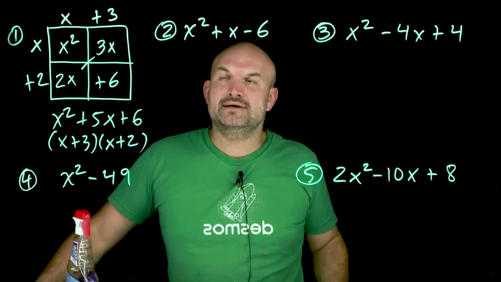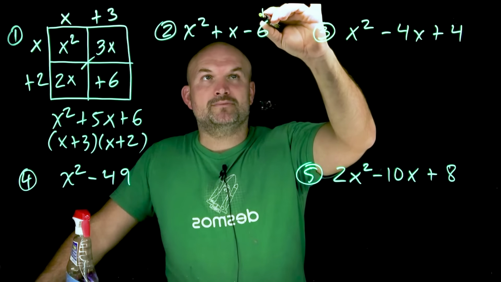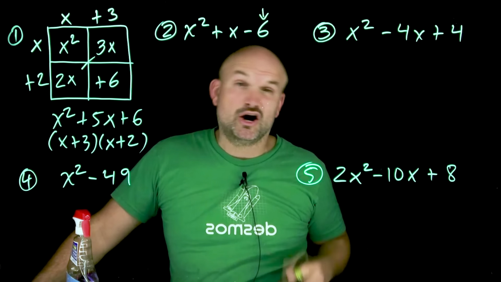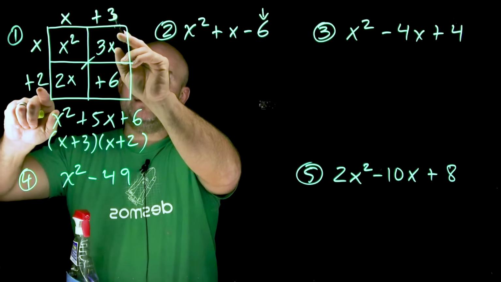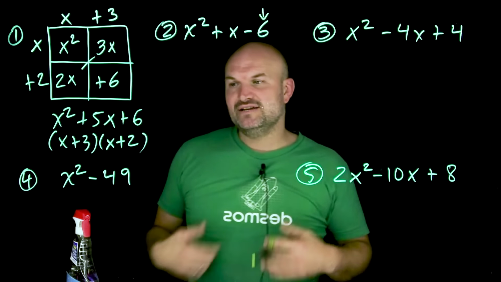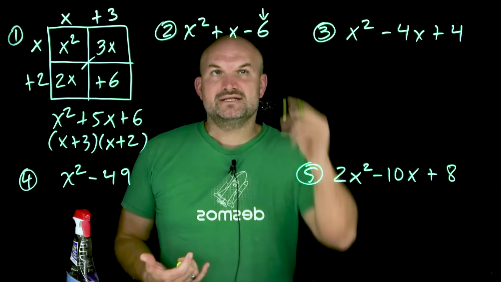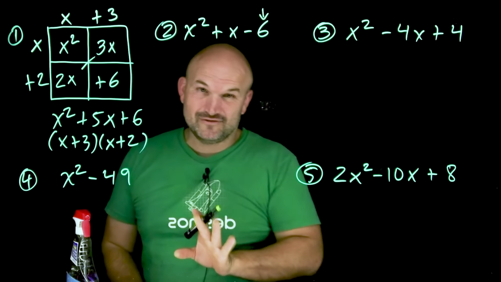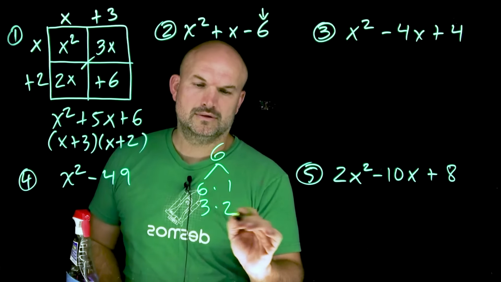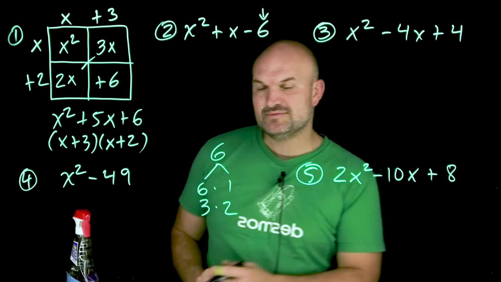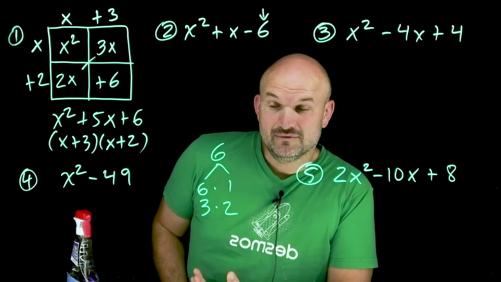So what we need to do is we need to focus on our last term. This is the big one. This is what we call our C. And remember, the last term is being multiplied by two other constants. So we need to figure out, well, what numbers are going to work to multiply by 6? Forget about the negative for a second. Let's just focus on the 6. So 6 can be broken down into 6 times 1 and a 3 times 2. That's it. We only got two options.